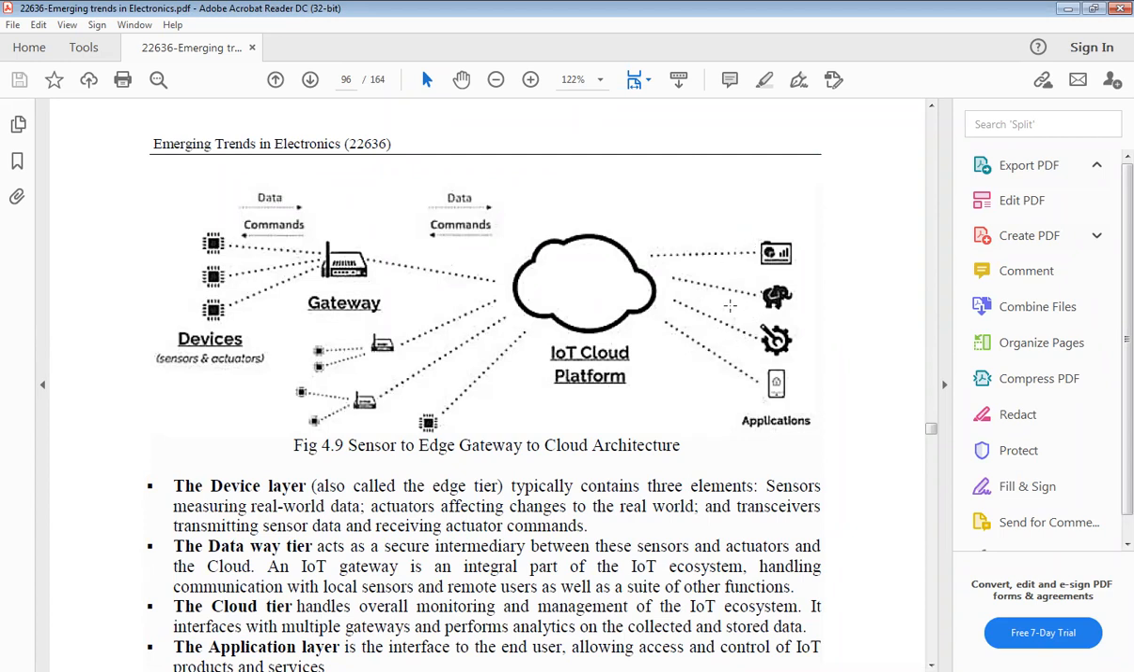That applications may be your home appliances, maybe your machinery. Based on the judgment, some commands will be generated. That commands will be given to IoT cloud. From IoT cloud, the data is given to the gateway, and from gateway, the commands are given to the actuators. Actuators, I'm saying. So data is going to the cloud from sensor, and from cloud through gateway to the actuators. So this is the most common architecture that we see.